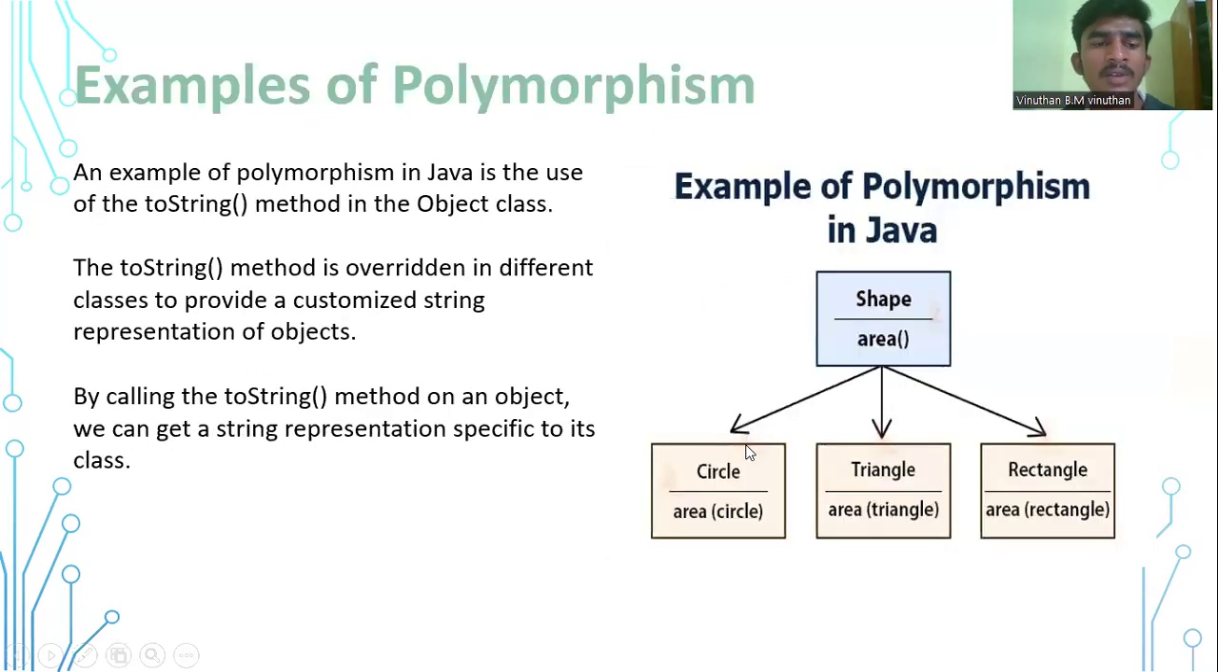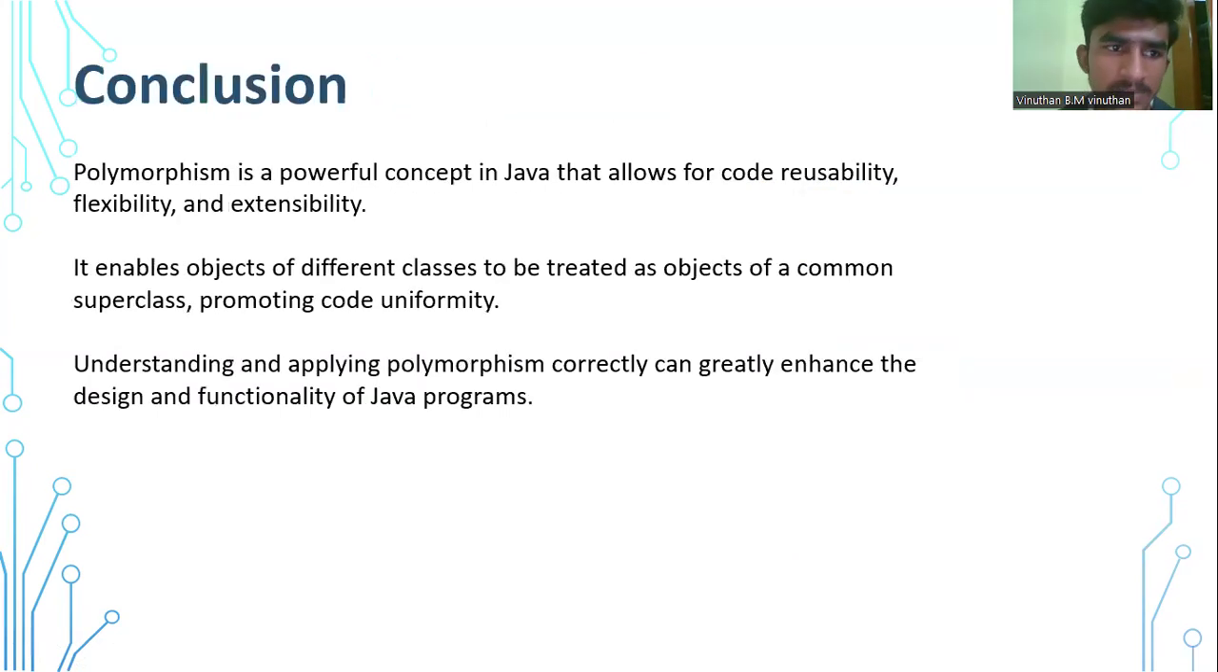And then we explain with one example, in polymorphism, say area of circle, triangle, and rectangle. The example of polymorphism in Java is the use of the toString method in the Object class. The toString method is overridden in different classes to provide a customized string representation of objects. By calling the toString method on an object, we can get a string representation specific to its class.